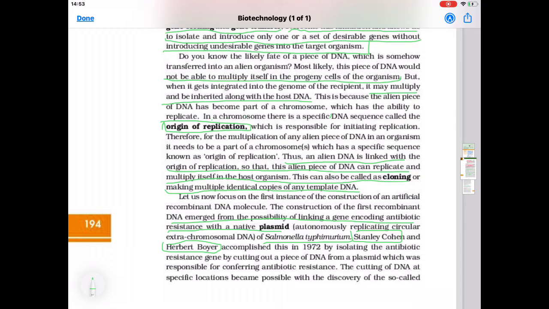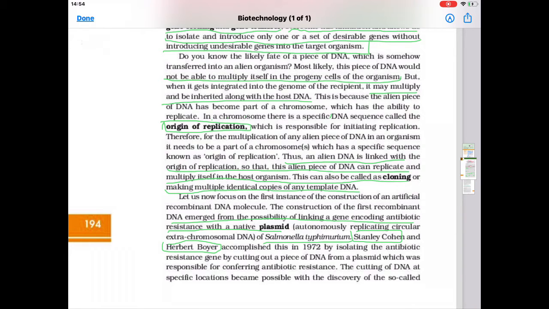The cutting of DNA at specific locations became possible with the discovery of so-called molecular scissors, that is, the restriction enzymes. Restriction enzymes are known as molecular scissors. They can cut the DNA at particular locations, so they are known as molecular scissors because they can cut the molecules from in between. The cut piece of DNA was then linked with the plasmid DNA. The piece which was cut was then introduced into another plasmid.